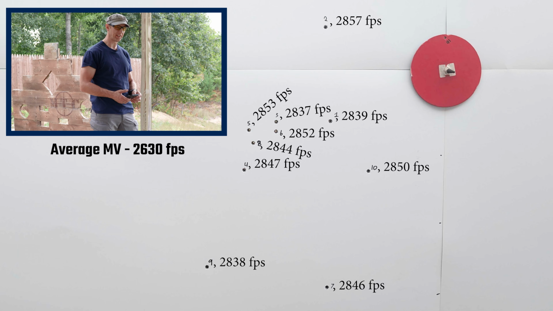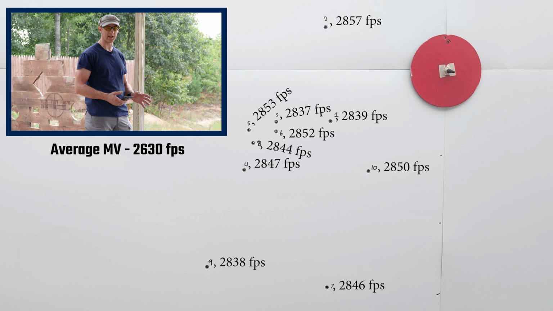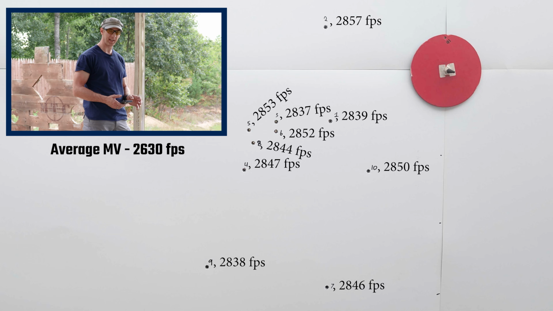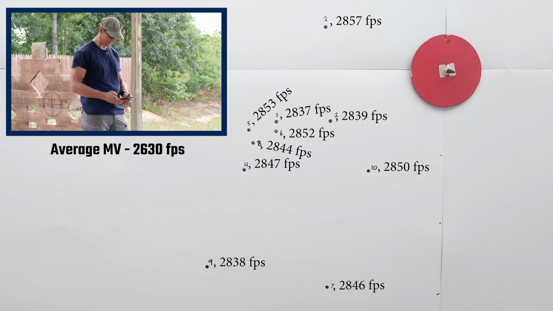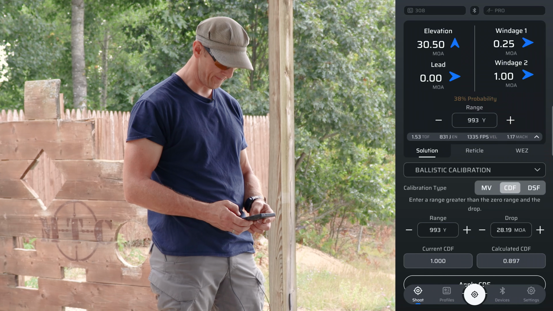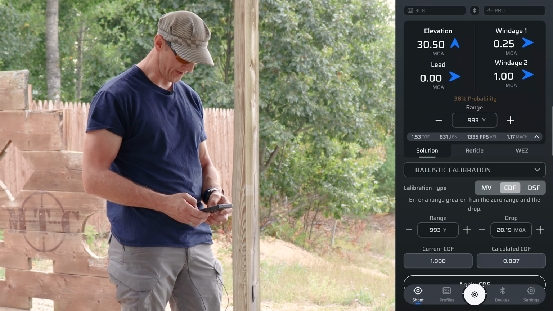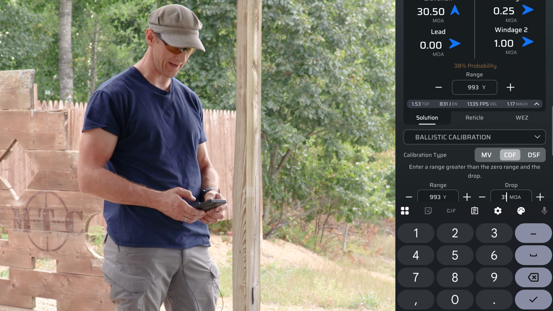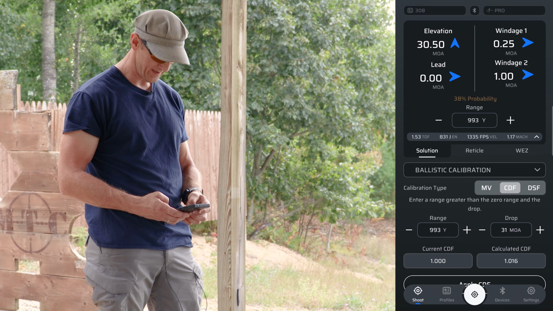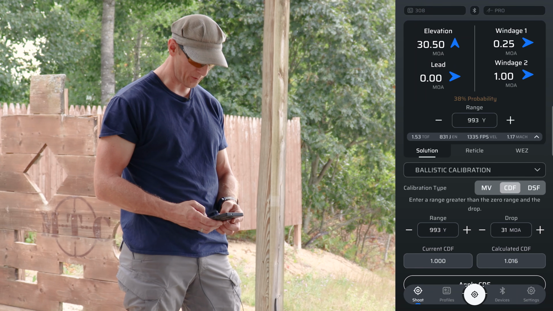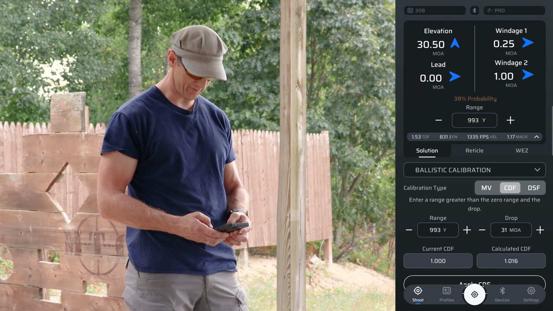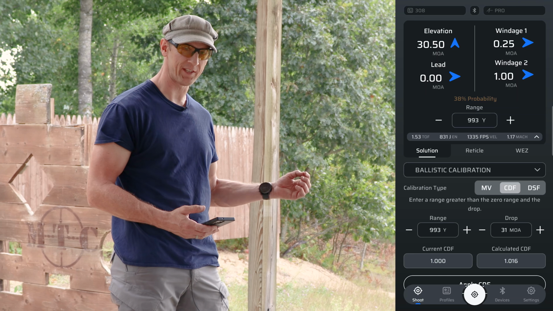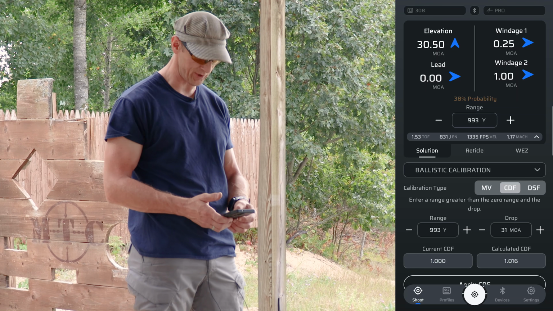The velocity on that string was actually within 3 feet per second, so I don't think that we hit low because of velocity. I'm going to correct this with a CDF calibration. We're going to go into ballistic calibration, and instead of 30.5, we'll just call it 31 minutes of drop because we hit about a half low. With that, it's telling us we need to add 1.6% of drag to that bullet model in order to true out that 2 clicks of error at 1,000 yards with those 155 hybrids.